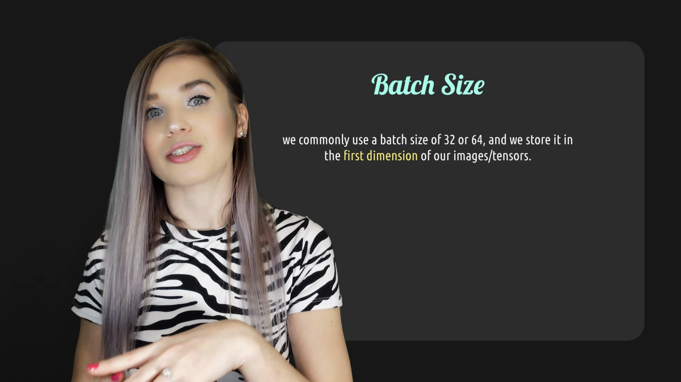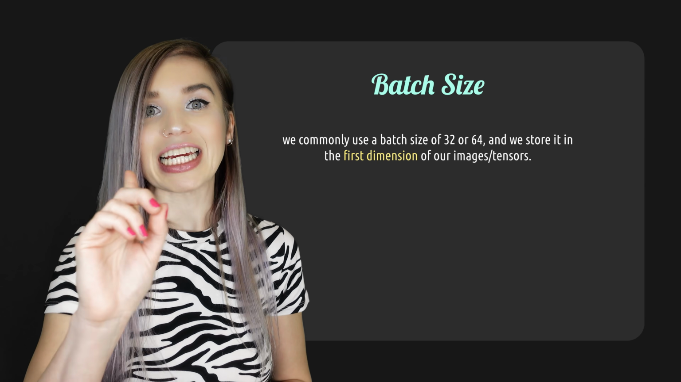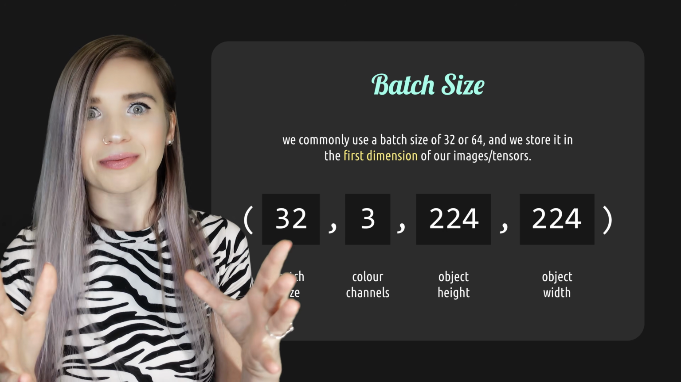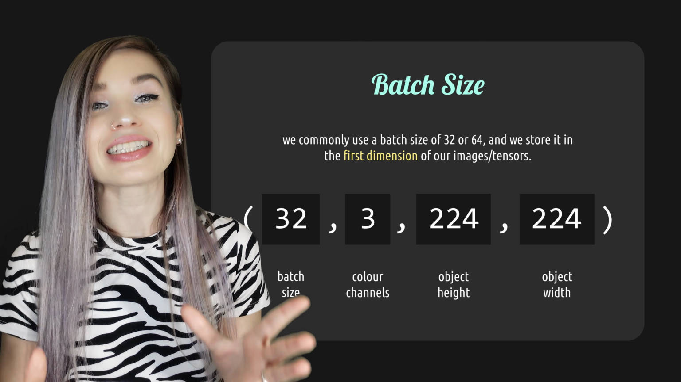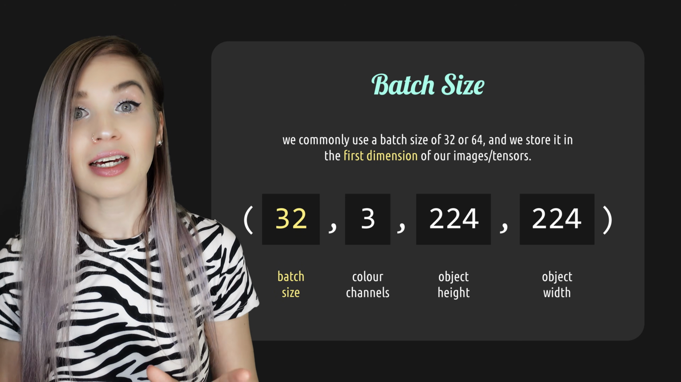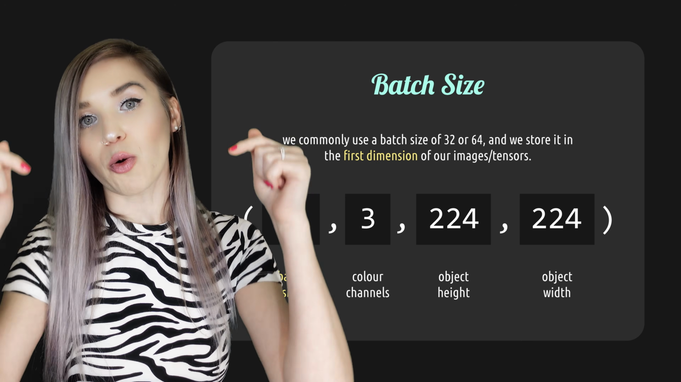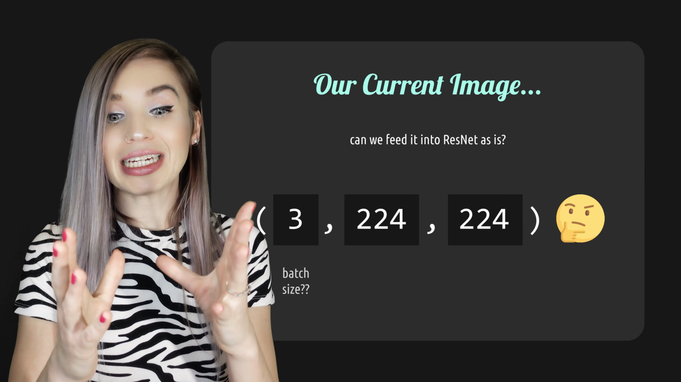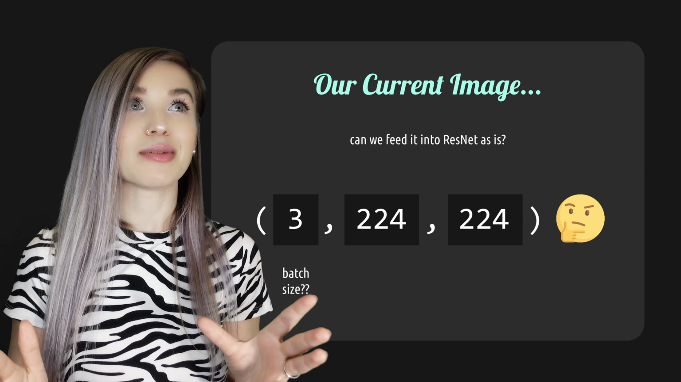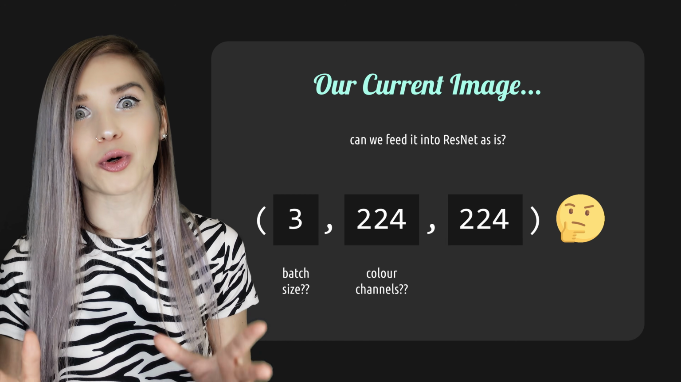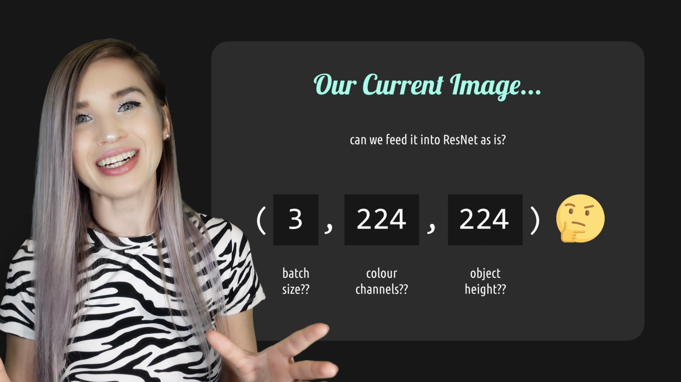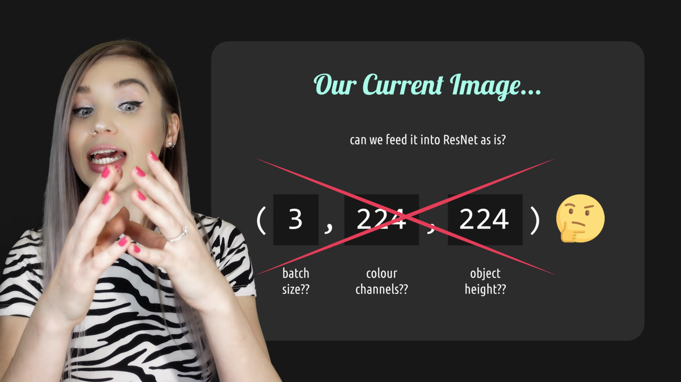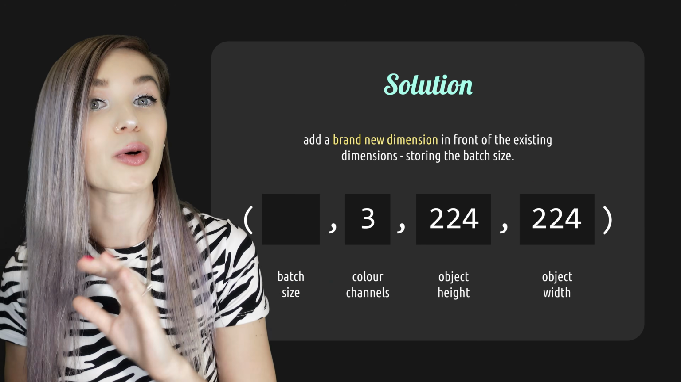Sometimes you will see a batch size of 64, but the key note here is that the first dimension of our images, or tensors I should say, must store the batch size. So for example, if we try to feed our current image into ResNet, it would think that we have 3 images per batch, and each of our images has 224 color channels, and so on, which will obviously return an error. So the solution here is to add a brand new dimension storing our batch size.